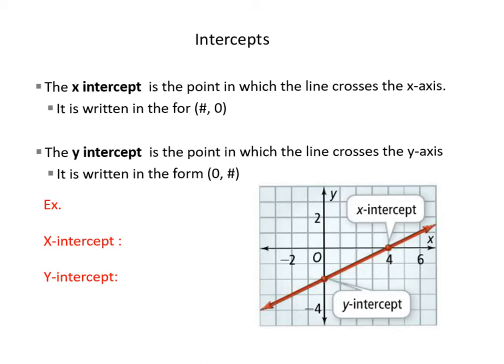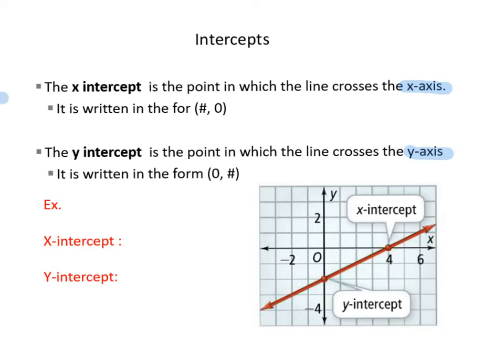Now we will talk about the x and y intercept. The x-intercept is the point in which the line crosses the x-axis and is written as an ordered pair where it's a number, comma, 0. The y-intercept is the point in which the line crosses the y-axis and it's written in the form where it's 0, comma, a number.